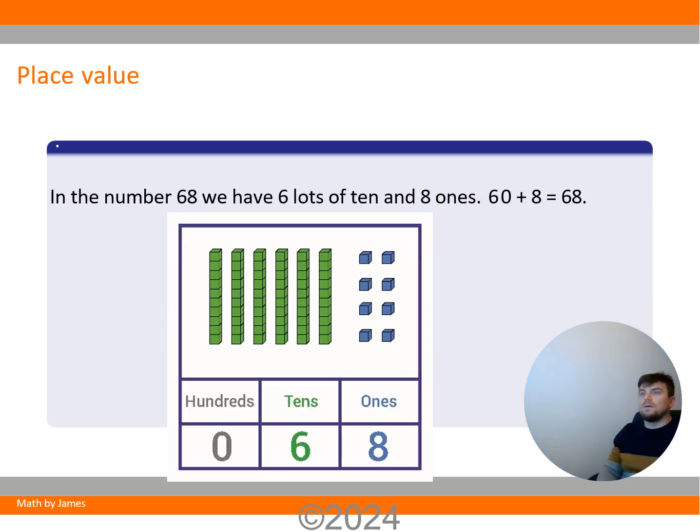Here we've got 68. This means we have 6 lots of 10 and 8 ones. If you're not quite understanding that, then please do reach out to our community, because here we've got our 68. We're made of ones, we go ones, tens, then hundreds.